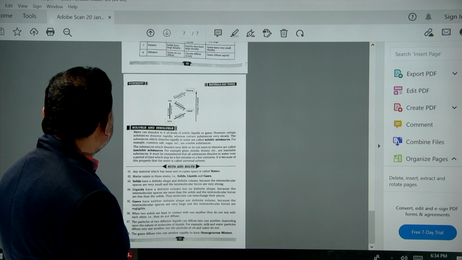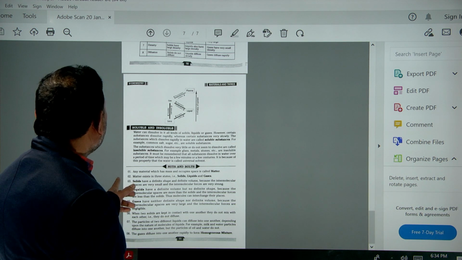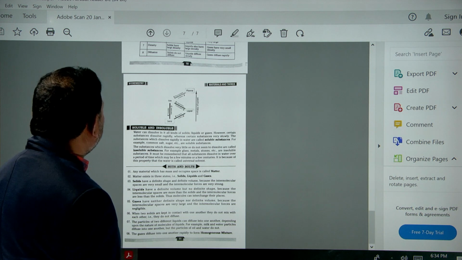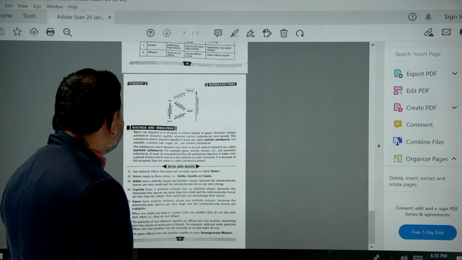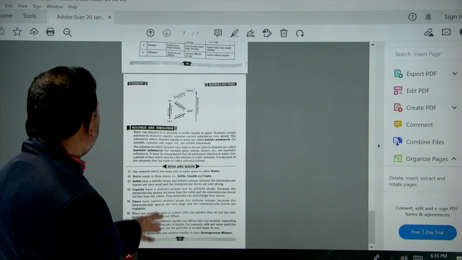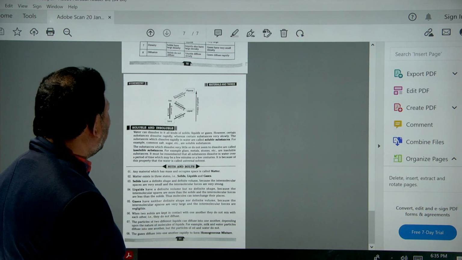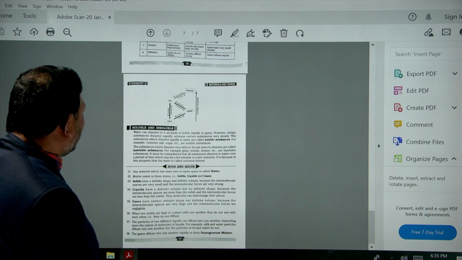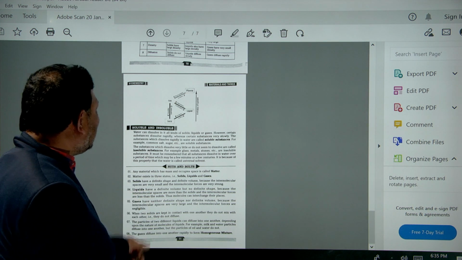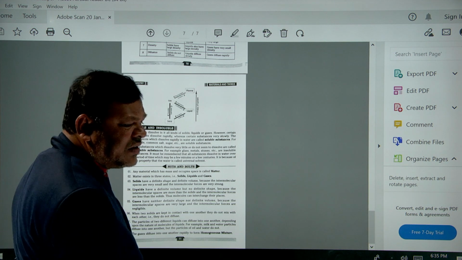These are the characteristic features. Everything that has mass and occupies space is called matter. Matter exists in three states. Solids have a definite shape and definite volume. Liquids have a definite volume but not a definite shape. Gases have neither a definite shape nor a definite volume.